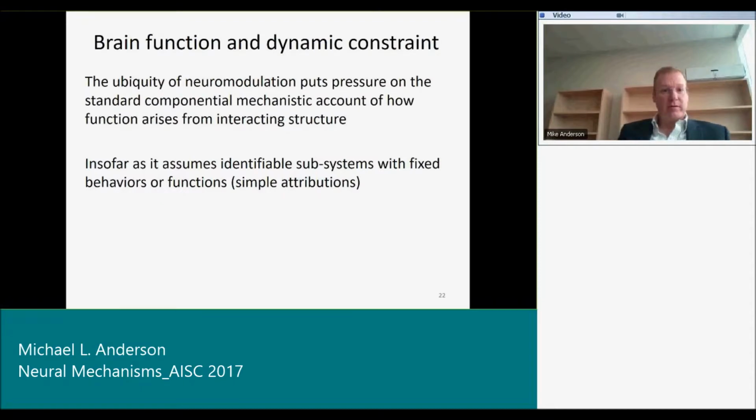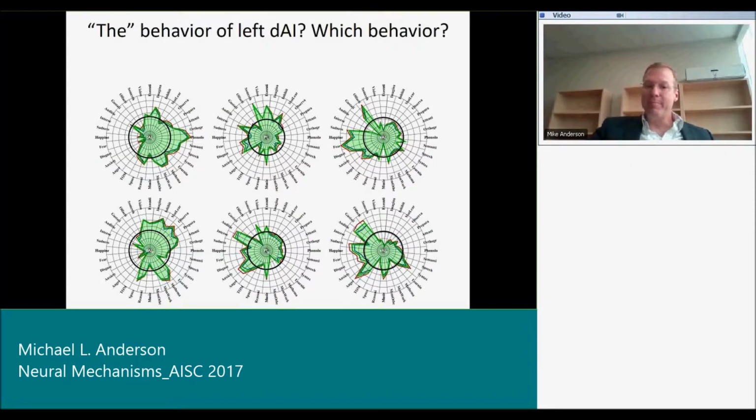So here's starting to get to the main point. I think the ubiquity of neuromodulation puts pressure on this account, in part because it assumes identifiable subsystems with fixed behaviors or functions. Right? It assumes we can come up with simple attributions of function to spatial subparts. But it's not clear that that's really a warranted assumption or idealization.